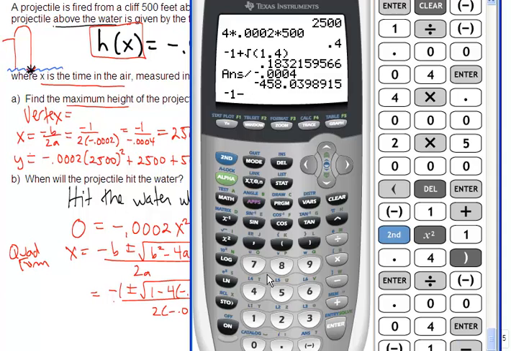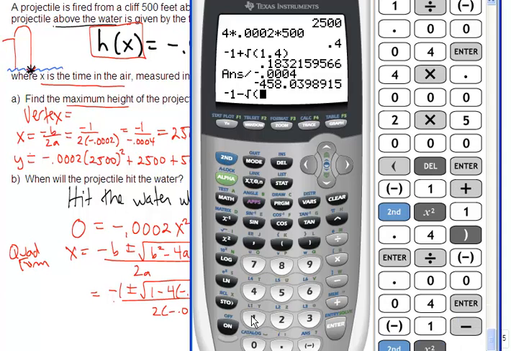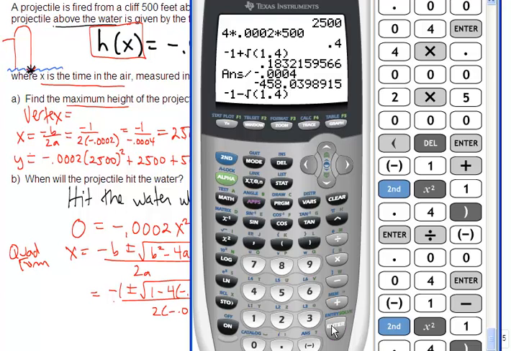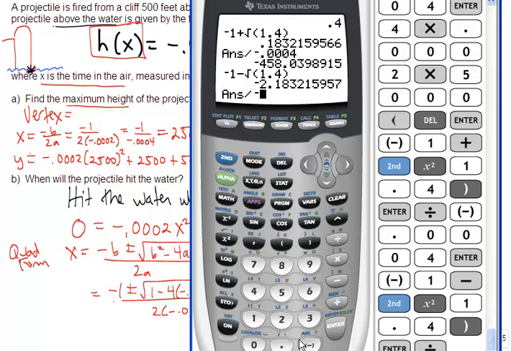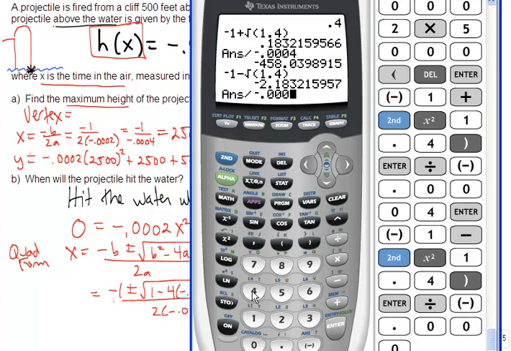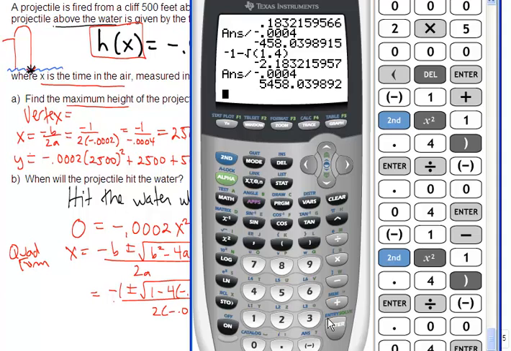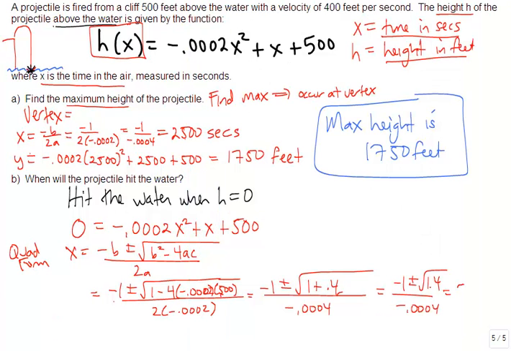So negative 1 minus square root of 1.4. Get an answer, and then divide that by negative 0.0004, and we get 5458. So this is going to be 5458, and that is, again, your x, and x was measured in seconds. And that's exactly what the question wanted to know. It said when, which is a time, when will the projectile hit the water? So it will take 5,458 seconds to hit the water.